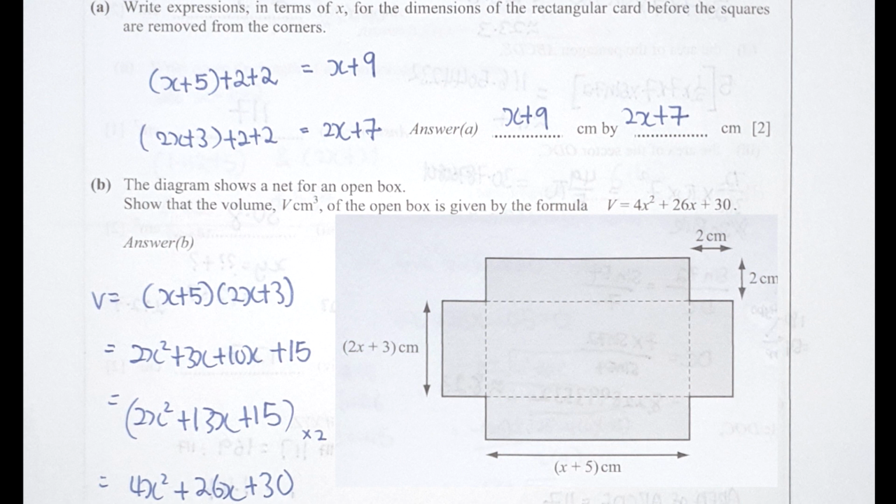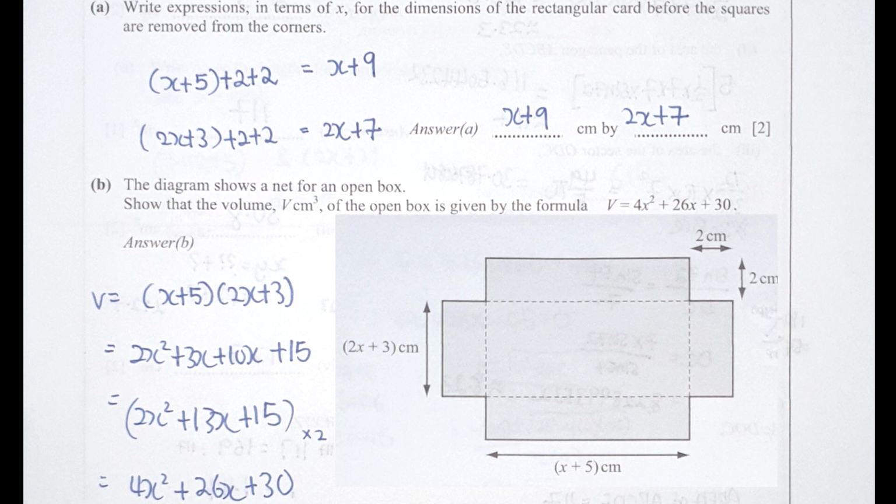Question 8. So since they removed the corner, for you to get the dimensions of the rectangular card before the squares are removed, simply take x plus 5 plus 2 plus 2. We get x plus 9 as the width. As for the height, it will be 2x plus 3 plus 2 plus 2, which is 2x plus 7.